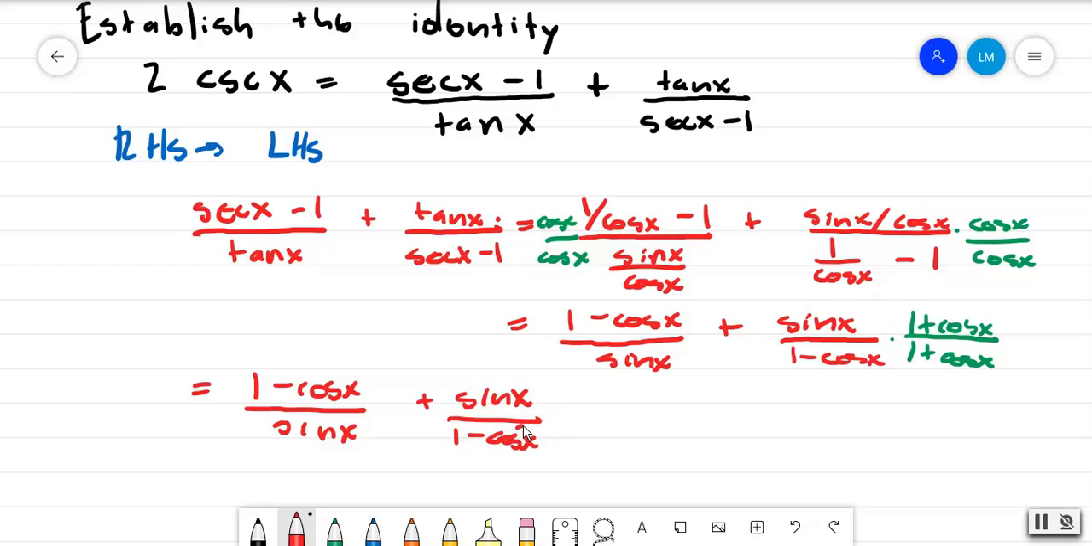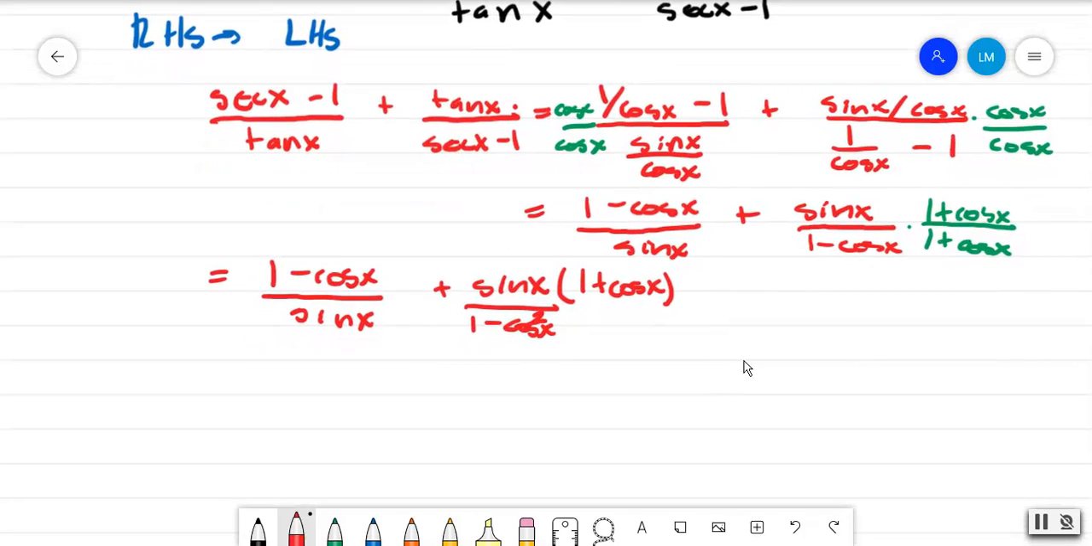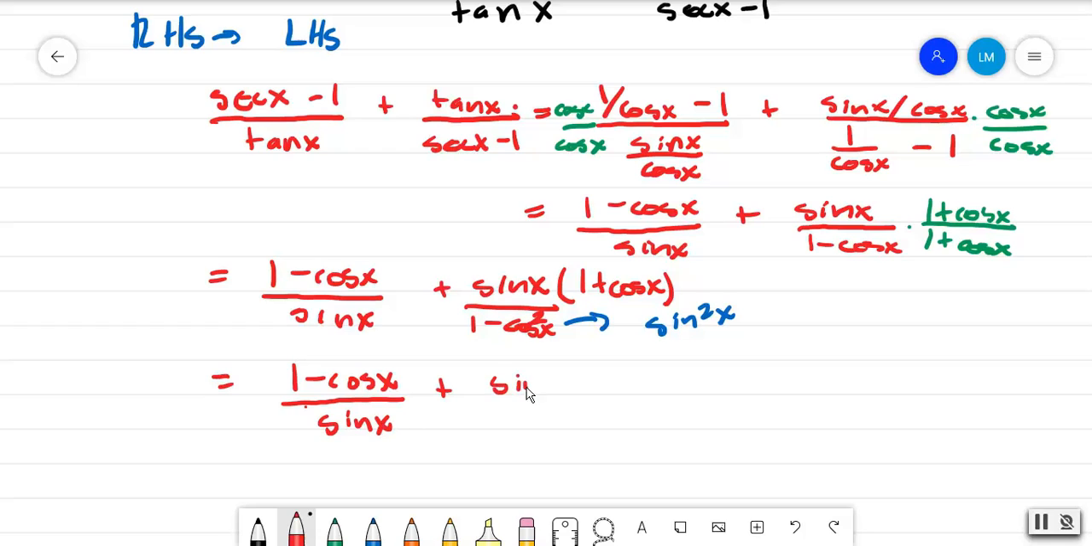Now actually that's going to be cosine squared x, right? And we should probably put 1 plus cosine of x. Okay, now what ends up happening is that this right here, that right there is sine squared x. So that means that we have 1 minus cosine of x, and all of this is divided by sine of x, plus sine of x multiplied by 1 plus cosine of x.